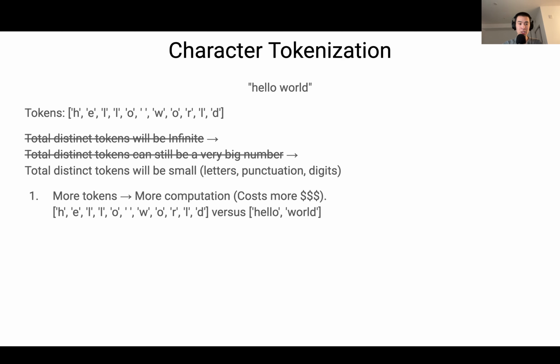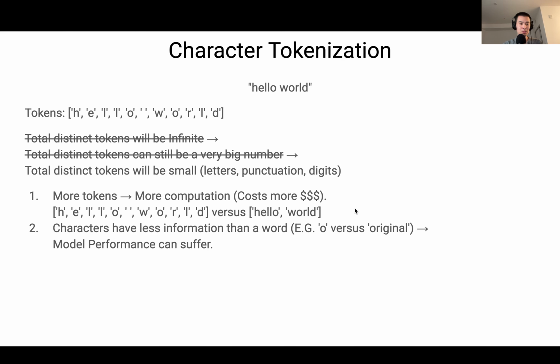More tokens means more computation, which means it's going to cost more money. So for hello world, if we did word tokenization, we get 2 tokens, whereas for character tokenization, I don't know how many tokens this is, but as you can see, it's a lot more tokens than 2. Also, characters have less information than a word. For example, the token of just the letter O has a lot less information than the token for original, which means model performance can suffer.